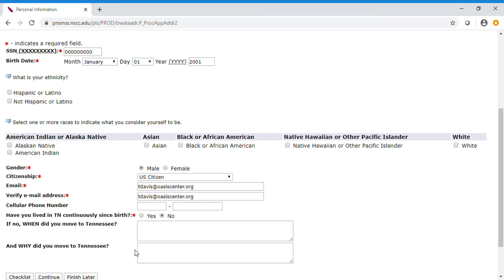So you want to go ahead and put in when you moved to Tennessee, and you can go ahead and put in why you moved to Tennessee. The when is more important though.